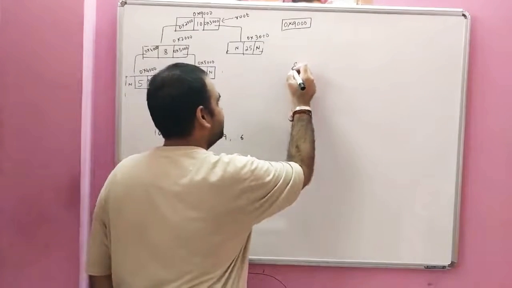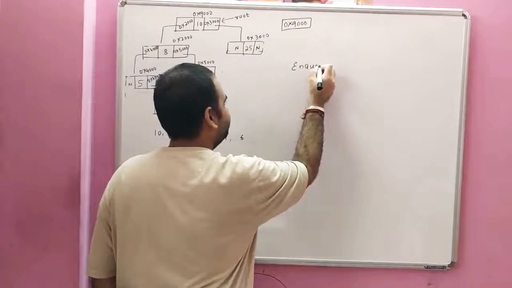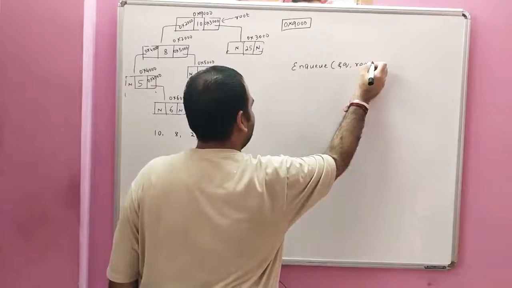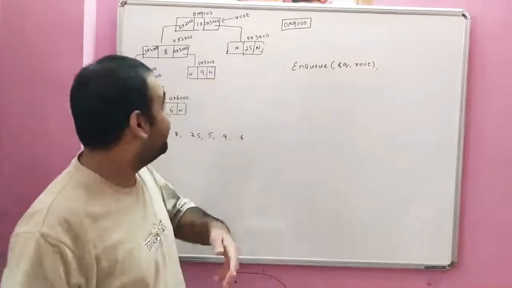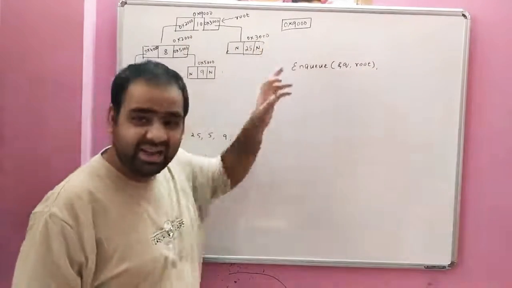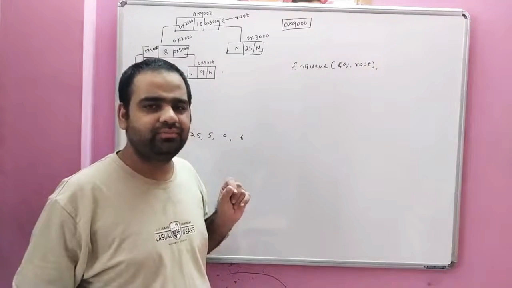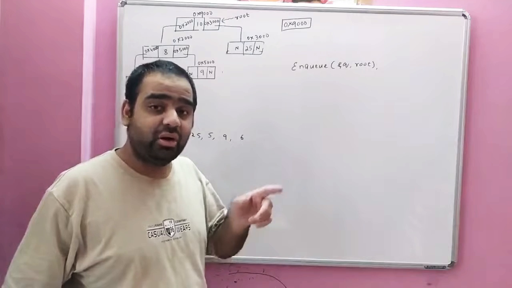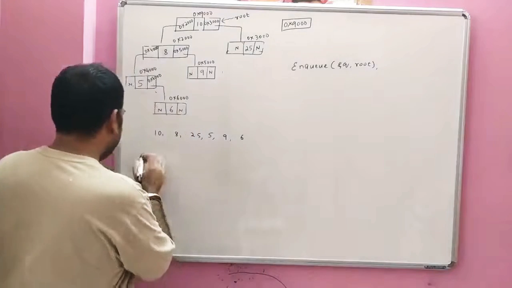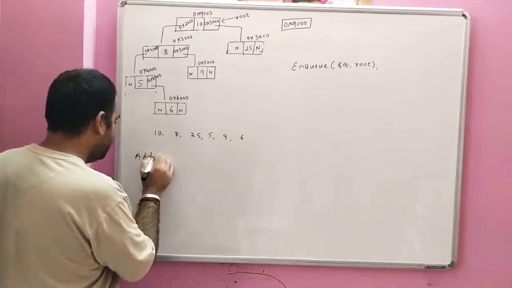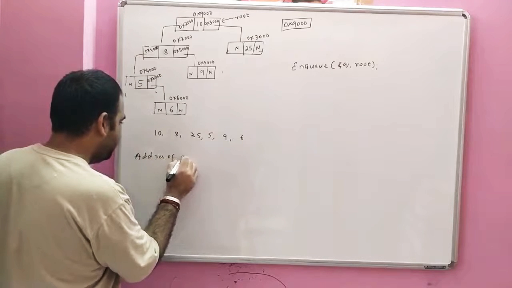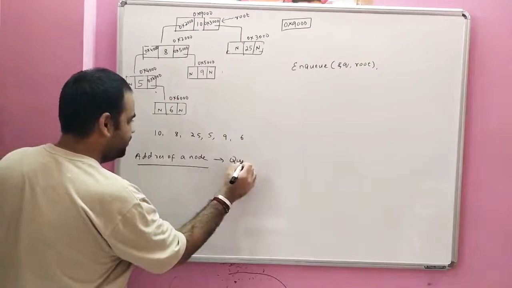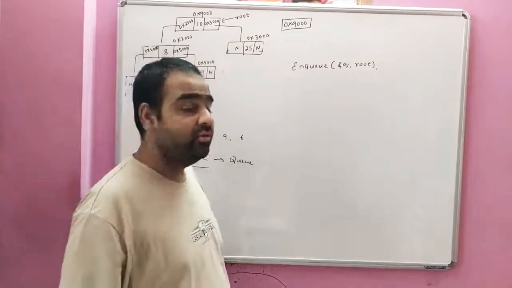Let me write the algorithm. I say enqueue in queue. What do I enqueue? I enqueue the root. And what is the value of root? The value of root is 9000, and 9000 is enqueued on the queue. Right. It means what we store on the queue? We store the address of a node on the queue. We store the address of a node onto the queue data structure.